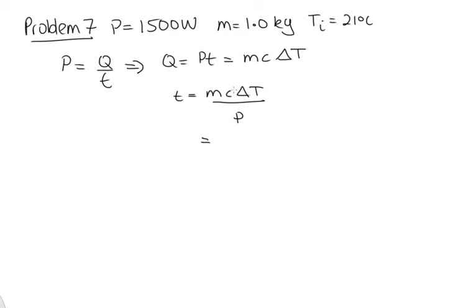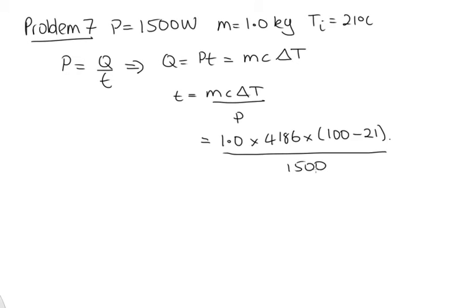Okay, so now we know what all these things are, so we can substitute in. So we've got that the mass of water is 1 kilogram, the heat capacity of water is 4,186 joules per kilogram per Kelvin. The change in temperature, the final temperature is 100 degrees C if it's going to be boiling, and the initial temperature is 21 degrees C, and the power used by the kettle is 1,500 watts. So that's a relatively low power for a kettle, so a slowish kettle. And so solving this on the calculator, you end up with 220 seconds.